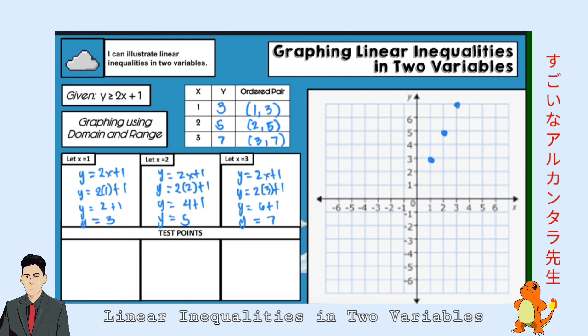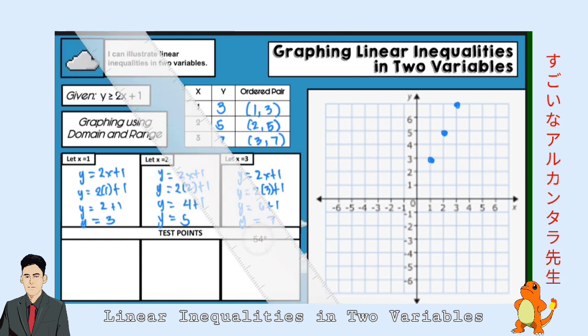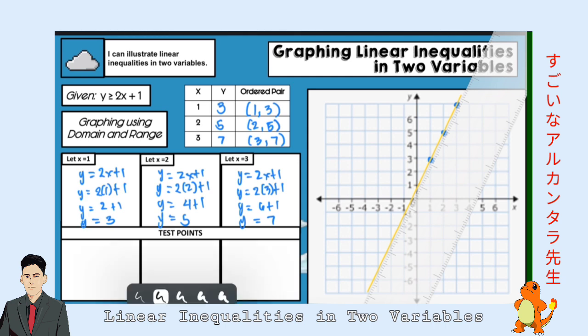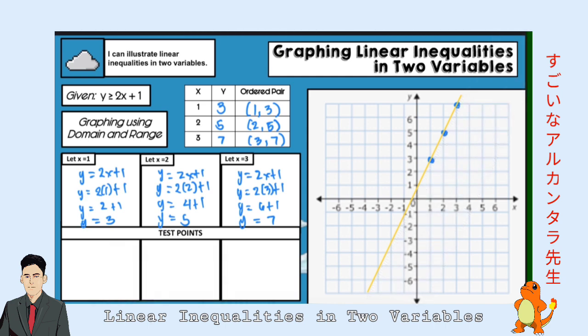So our line should be solid and not broken. Let me just use a ruler right here just to make sure that it is straight. And is it straight now? So your line here is, oh, it's not straight. Wait, let me just bring it down a little. Okay. So it's going to be a solid line because again, the symbol is none other than greater than or equal to. So the shaded region should be above because the symbol is greater than or equal to.